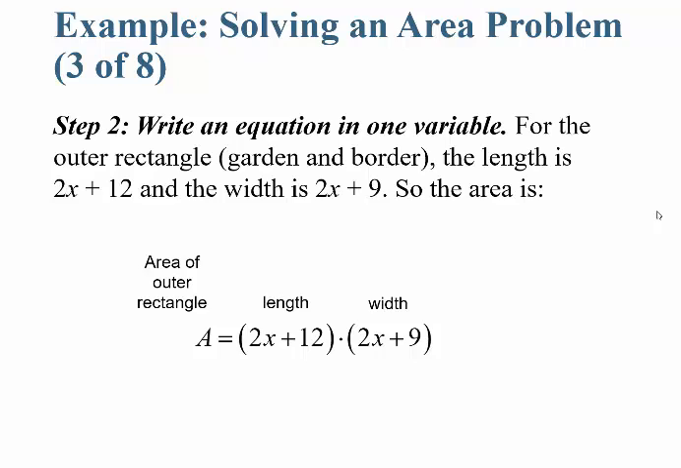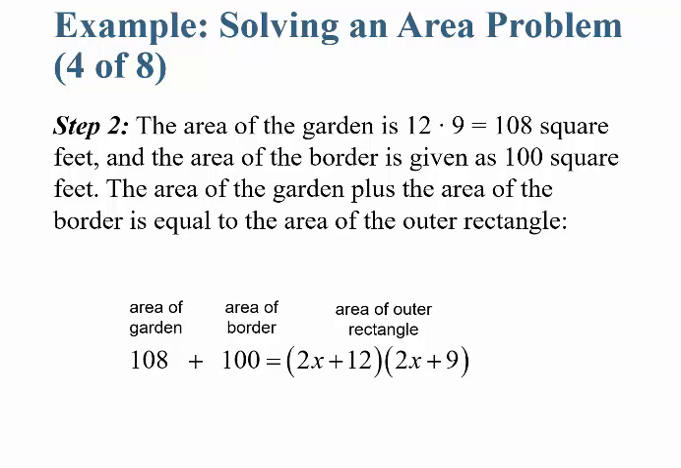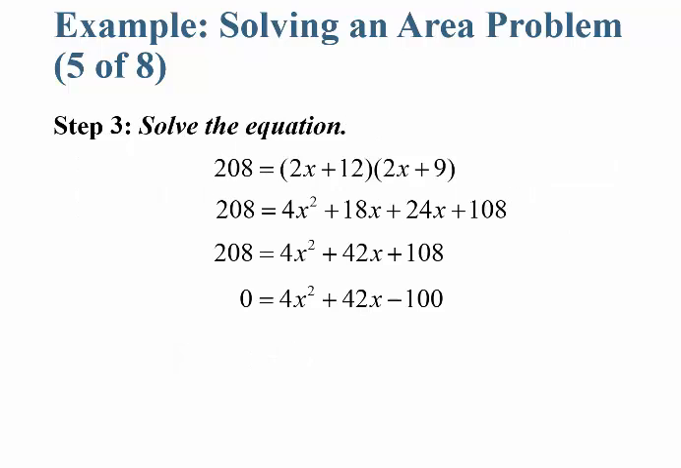So I'm going to write an equation in one variable for this. So for the outer rectangle, the length is 2x plus 12 and the width is 2x plus 9. So the area is equal to the length times width, or 2x plus 12 times 2x plus 9. All right, well, remember that the area of the garden inside is 12 times 9, which is 108 square feet. The area of the border is also 100 square feet. So the area of the garden plus the area of the border is equal to the area of the outer rectangle. So basically 108 plus 100 is equal to that area of the outer rectangle.